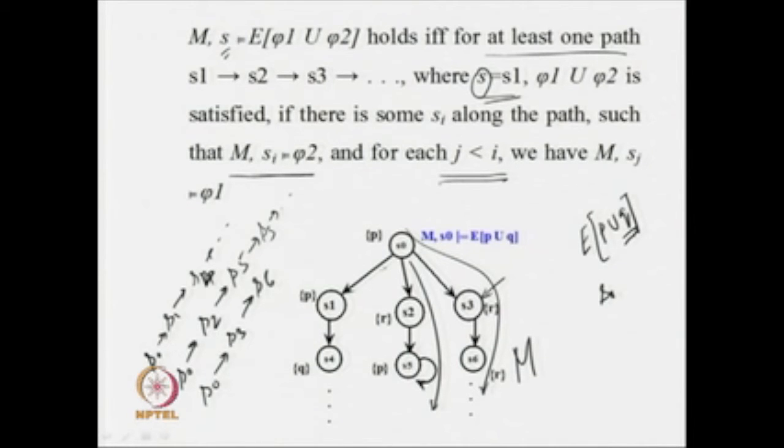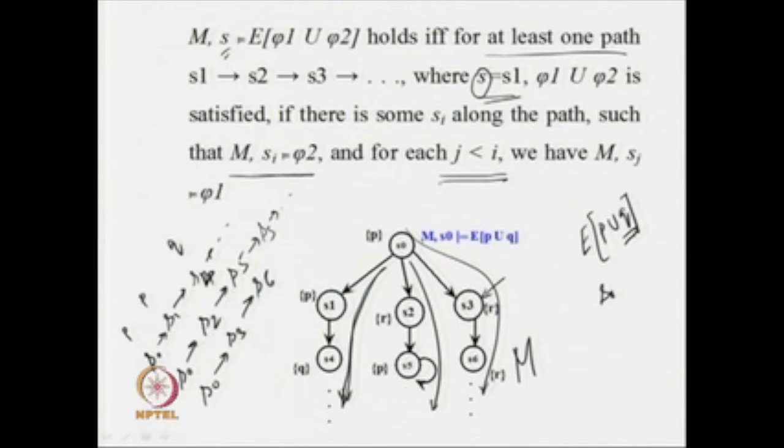If you look into this path, you will find that we are getting S 4 where Q is true and it has two preceding states, S 0 and S 1. In these two preceding states P is true. So, that means we are getting this path where P until Q is true, but in the other two paths P until Q is not true. Here it is obvious that P until Q is not true, because we are not getting any state where Q is true.